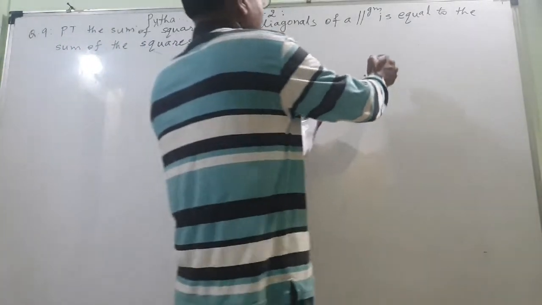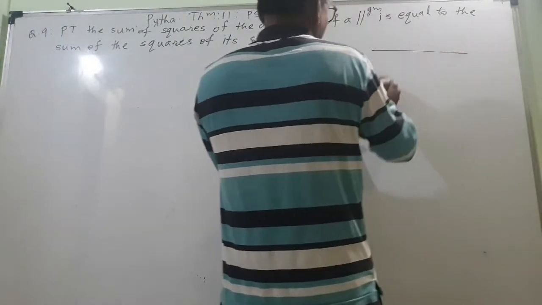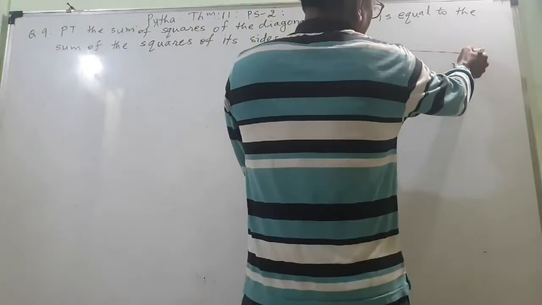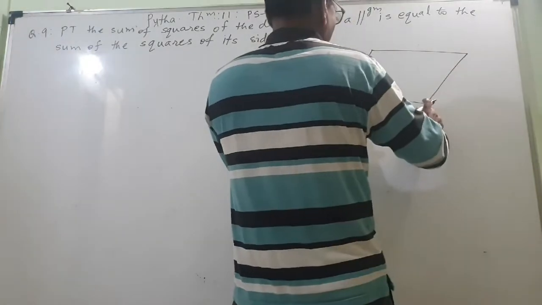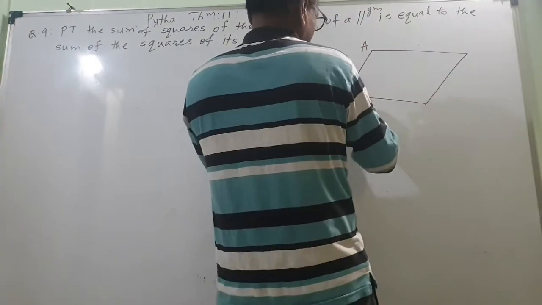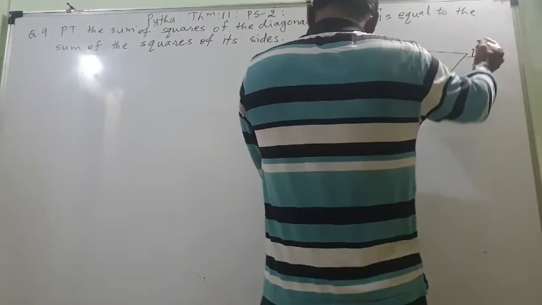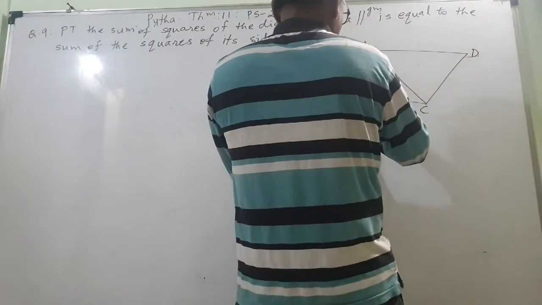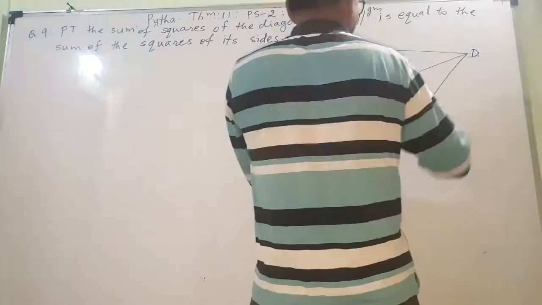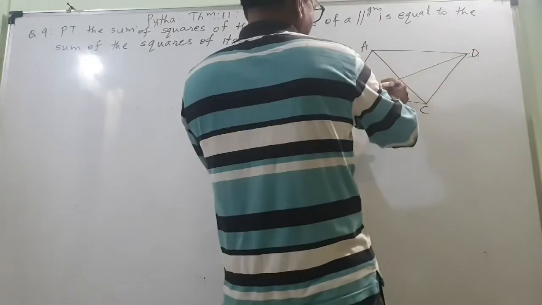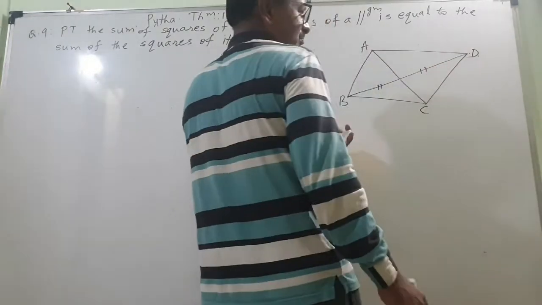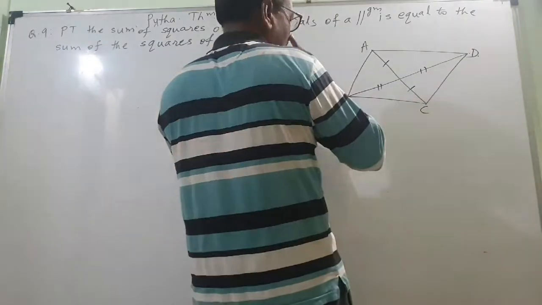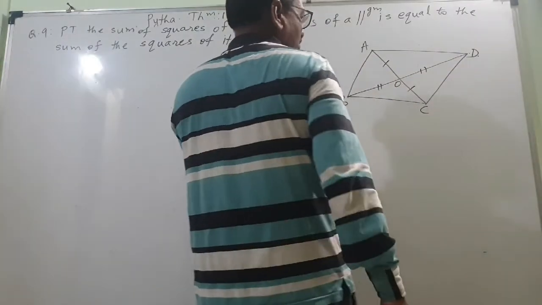So accordingly we will draw the figure. This is a parallelogram ABCD. We will draw the diagonals. Diagonals bisect each other. This and this are equal, that you all know. They intersect each other at the point O.